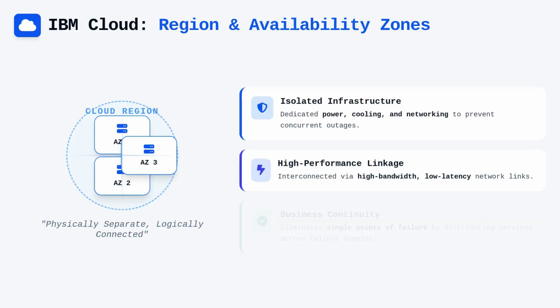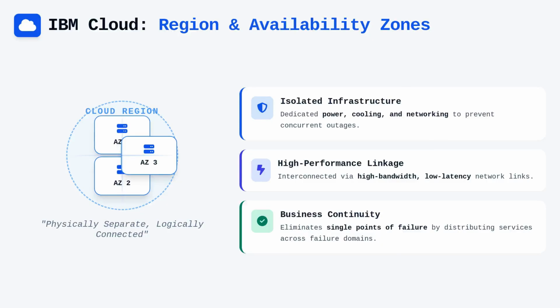across independent failure domains. From an application perspective, this means you can survive a localized hardware malfunction or a utility outage by ensuring your service instances span across these defined zones. The physical separation is not just a logical abstraction. It represents a commitment to business continuity by preventing a single point of failure at the facility level.